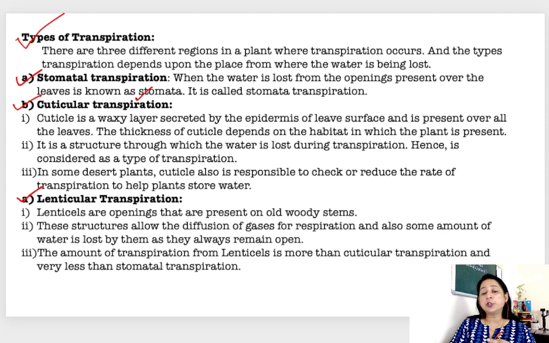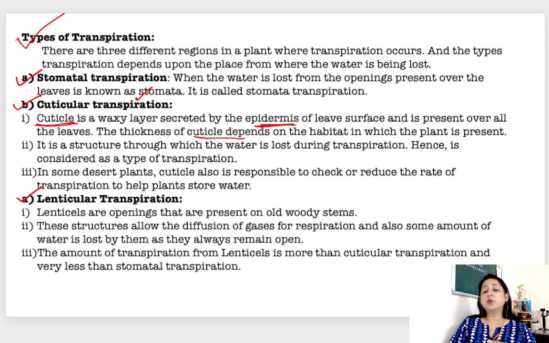Cuticular. Before we start cuticular transpiration, very important, what is cuticle? It's a very important question also. Cuticle is a waxy layer which is secreted by the epidermis. Epidermis is the uppermost layer of the leaf, which is present all over the leaf. The thickness of the cuticle depends on the habitat. Like the plants which are there in desert areas, they have a thick cuticle ताकि ज़्यादा transpiration नहीं हो. Whereas the plants which are there on the places where there is maximum rainfall, there the cuticle is thin.